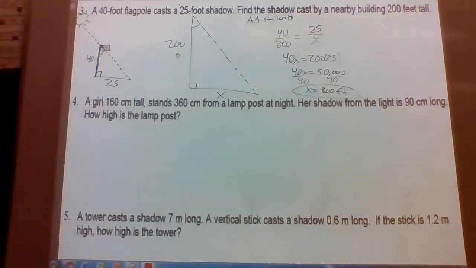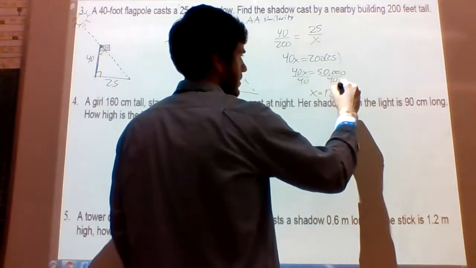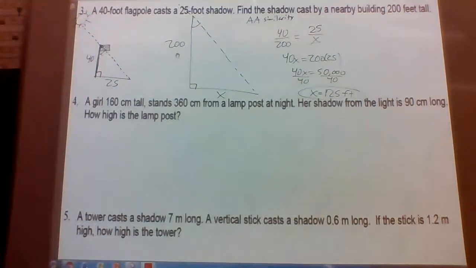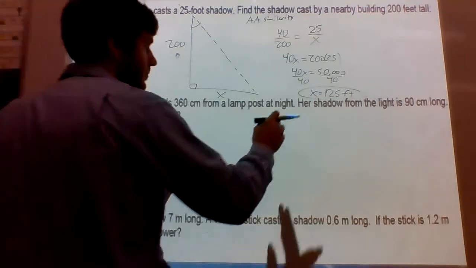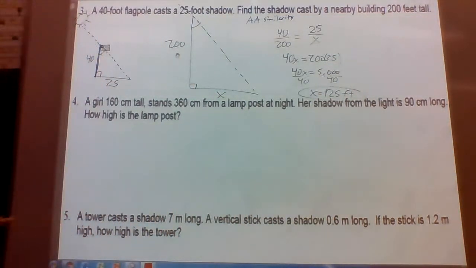Okay, so the shadow, that's not right. I think it's 125 feet. The shadow cast is going to be 125 feet. Remember our calculator though? 200 times 25 is 5,000. So 125. So the shadow cast is 125 feet.